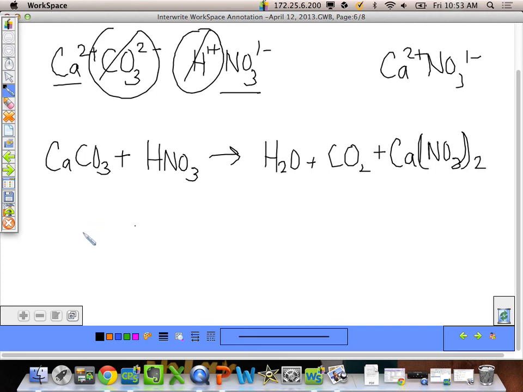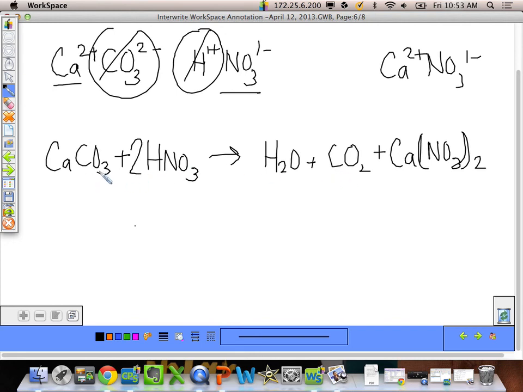Show me with your fingers how many of the compounds I need to write a number in front of. Yeah, there's just one of them. So the nitrate ion, NO3, I have 2 on my product side, only 1 on my reactant side. So I'm going to put a 2 in front of my nitric acid. Then I'll check my other things. I've got 1 calcium on my reactant side, 1 calcium on my product side. 1 carbon on my reactant side, 1 carbon on my product side.